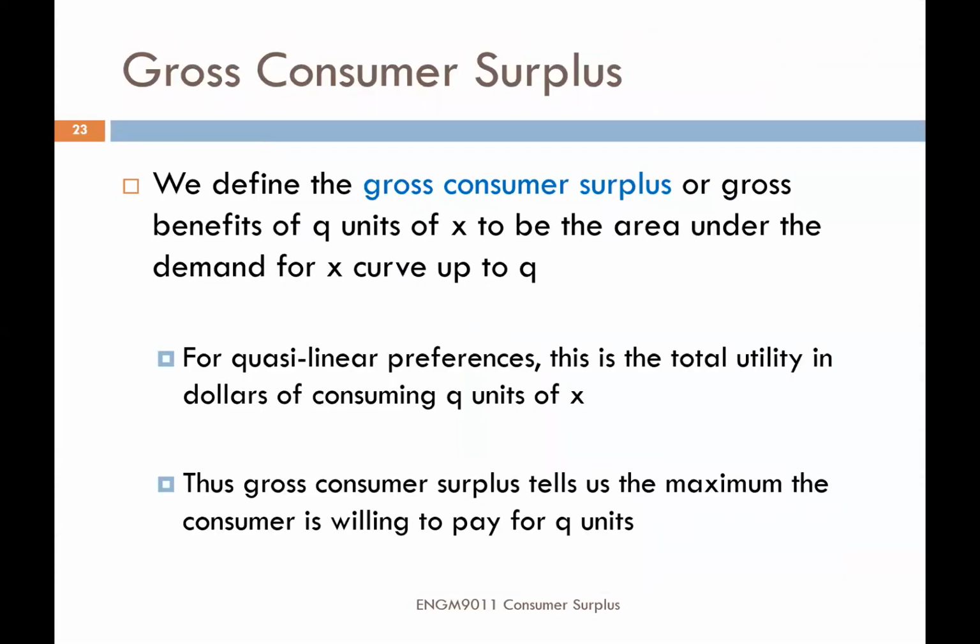So when we talk about the area underneath the demand curve, it's telling us the maximum willingness to pay for all Q units. The maximum willingness to pay for the first unit is R1, plus the maximum willingness to pay for the second unit is R2, all the way up to the maximum willingness to pay for the Qth unit, which is RQ. Add them all together, and that's the maximum willingness to pay for all of those Q units together, the area underneath the demand curve.